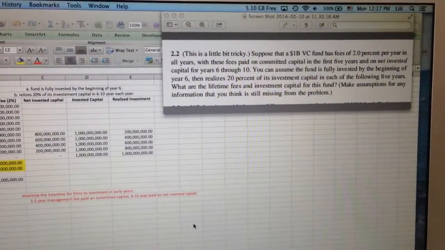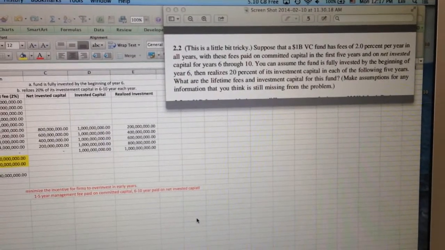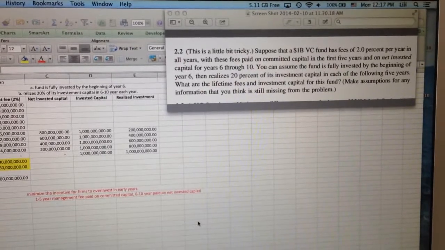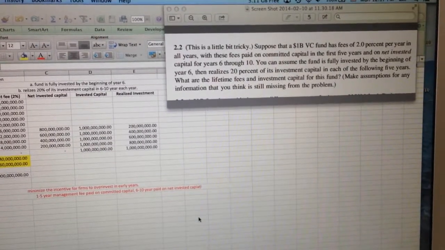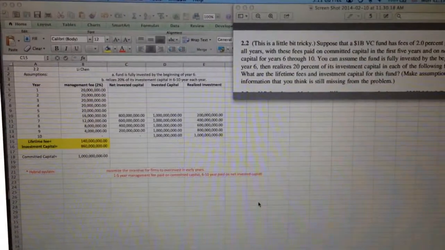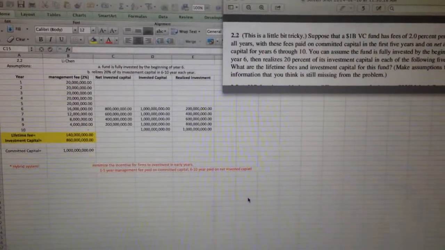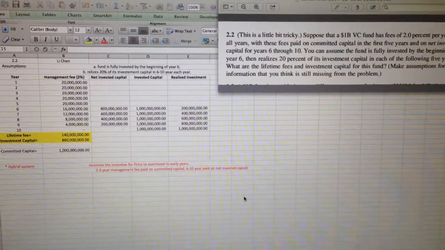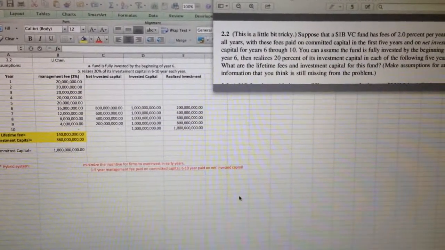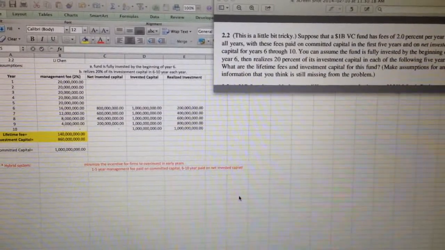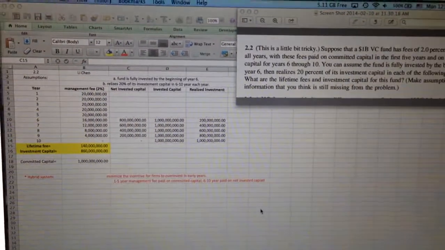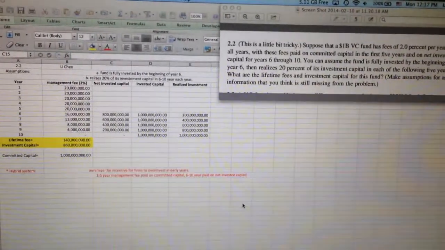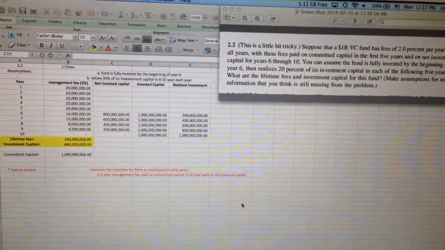This question asks us to calculate the lifetime fee and investment capital for a venture capital fund of $1 billion using a hybrid system, which means calculating the management fee based on the committed capital of year 1 to 5 and based on the net invested capital from year 6 to 10. The advantage of this system is that it minimizes the incentive for firms to overinvest in early years.